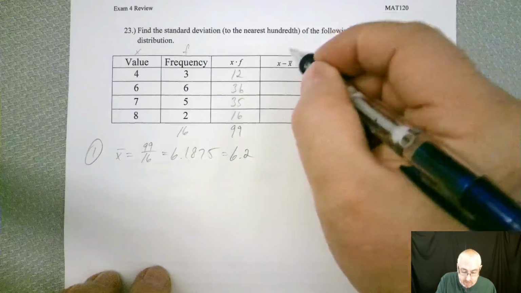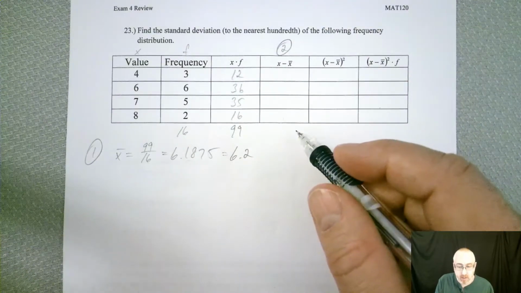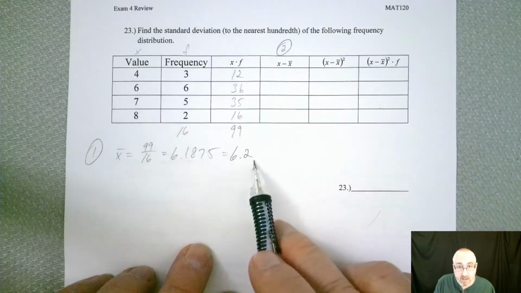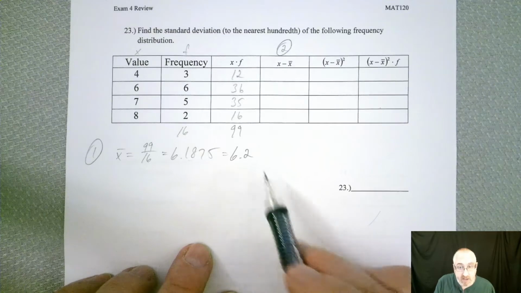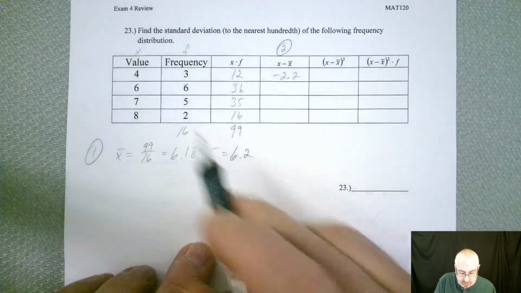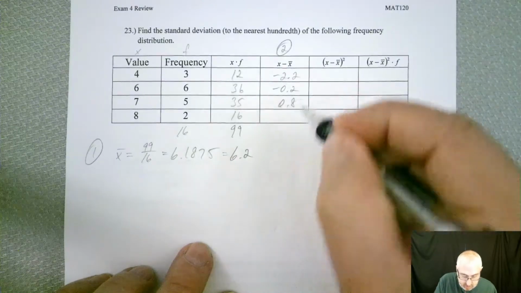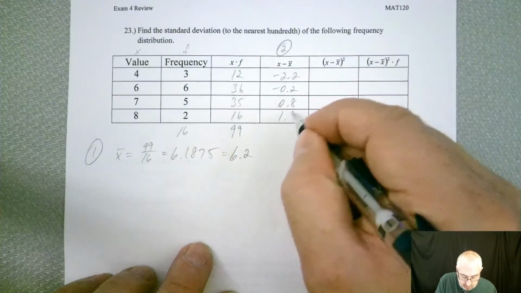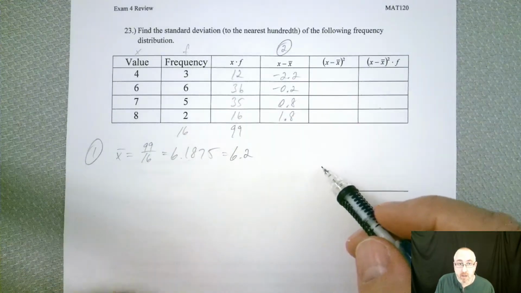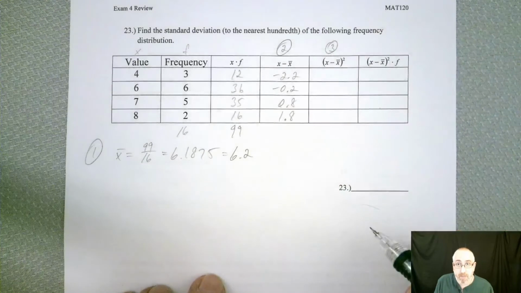All right, so that's step 1. Step 2 is right here, this column. We want to fill this column in next, so we have to subtract. Each one of our values, we want to subtract the mean. So 4 minus 6.2 will give us a negative answer, negative 2.2, but that's okay. 6 minus that is going to be negative 0.2. 7 minus that is going to be 0.8. 8 minus that is going to be 1.8. So we get all those subtractions done. So that's step 2.